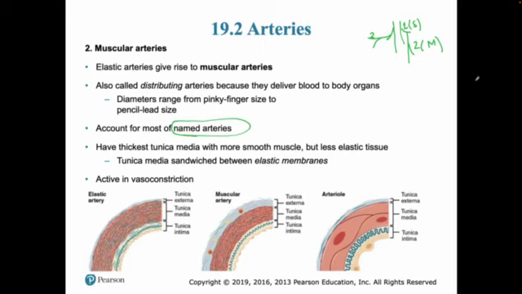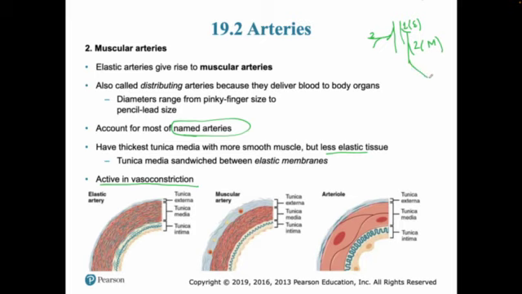They account for most of the named arteries, and they also have a thick tunica media with more smooth muscle, but they don't have much elastic tissue, because elastic tissue is more present in the elastic arteries. They still have a thick media, but less elastic tissue. But these can actually undergo vasoconstriction. They don't have to maintain that pressure of flow as much as the aorta or its immediate divisions do. The third category is arteriole.